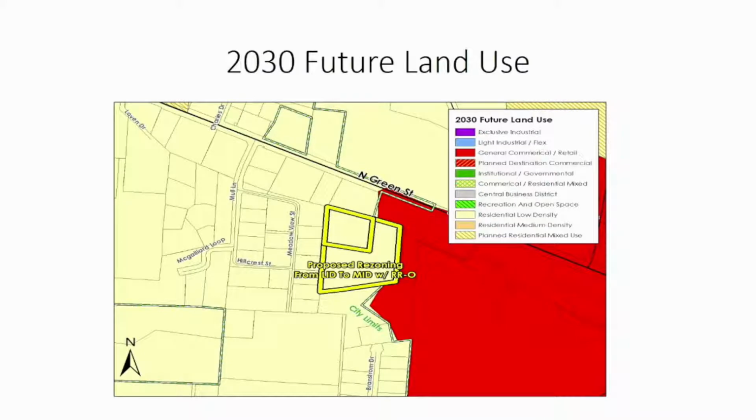One thing we always look at when doing a rezoning is the 2030 future land use plan. The future land use plan does call those 2 parcels for residential low density. If you look at the map, they are right next to general commercial retail, which is in the red. That light yellow is the residential low density.